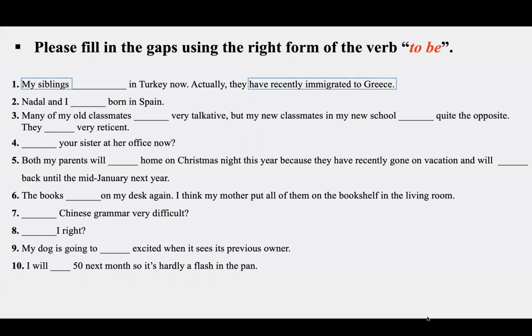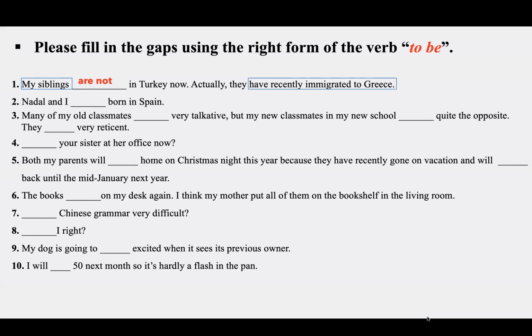And it says have recently immigrated to Greece. So since they have recently immigrated to Greece, are they in Turkey now or are they not in Turkey now? And now is another keyword here in terms of the verb tense usage. It means it is present and it is negative right here, because the next sentence says they are not in Turkey any longer. They have recently immigrated to Greece. So my siblings are not in Turkey now. Okay, let's move on.